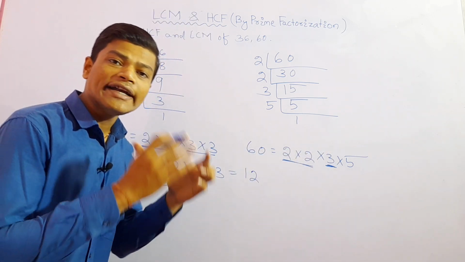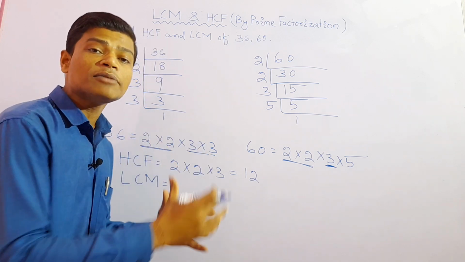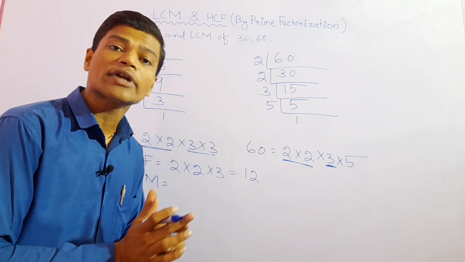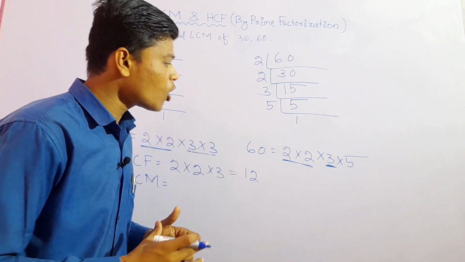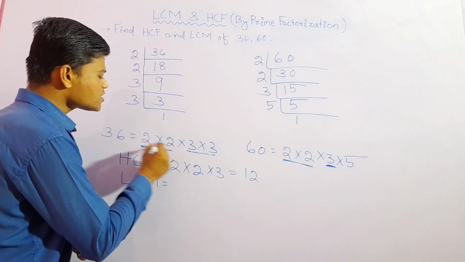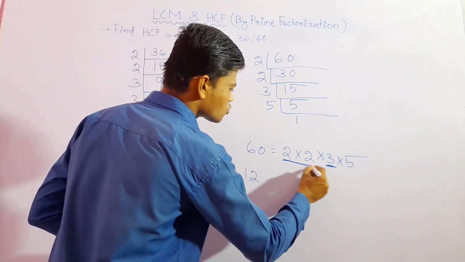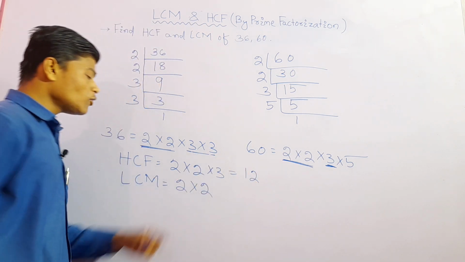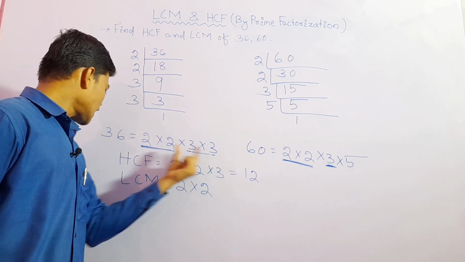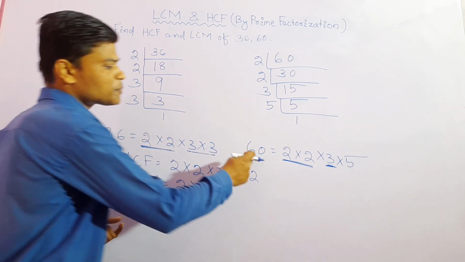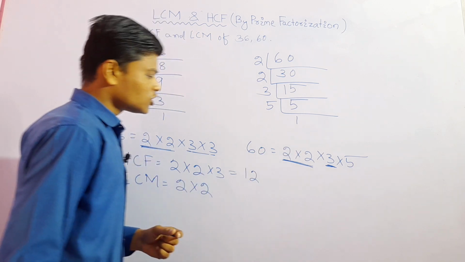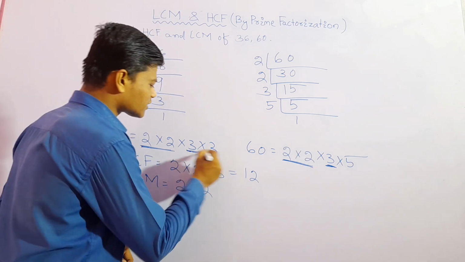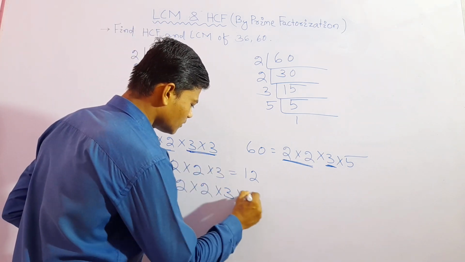And when we are finding LCM, we have to take the maximum time of their appearance. When we are finding LCM by prime factorization, we have to take the maximum time of the appearance of the prime factors. Look, here 2 is multiplied 2 times, here also 2 is 2 times in the expression of 60. So we will take 2 times, 2 multiplied by 2. Now look, 3 is present 2 times in the expression of 36, but 3 is present only 1 time in the expression of 60. So as we are finding LCM, we have to take the maximum time of appearance. So we will take 3 as 2 times, 3 multiplied by 3.